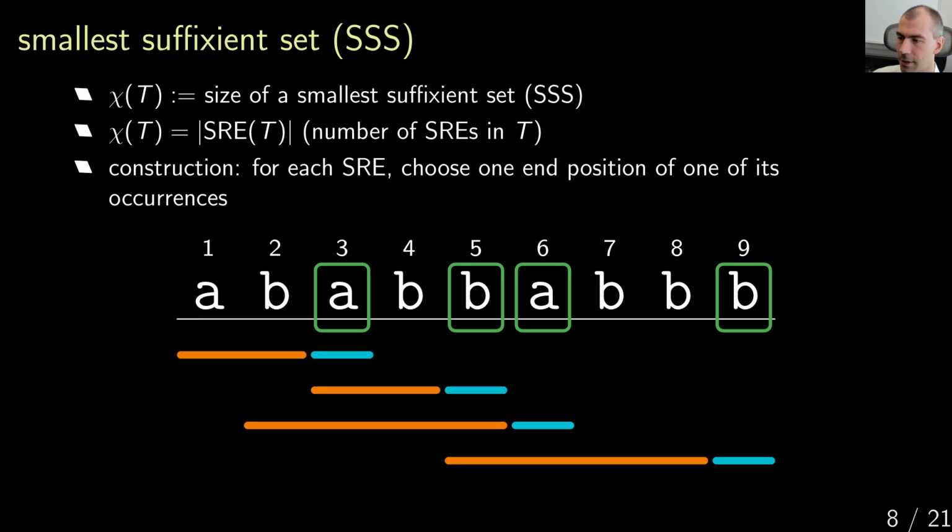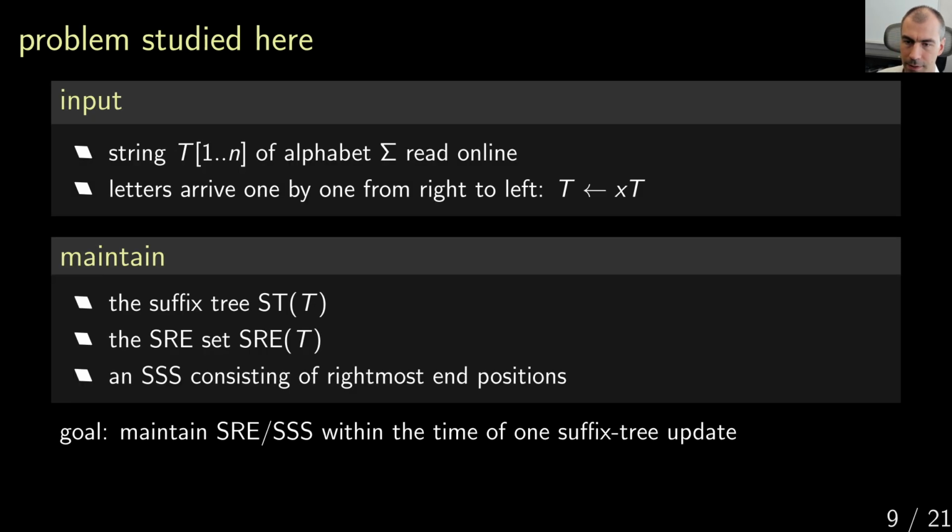And actually, what you can do is construct from the set of SREs one smallest sufficient set, one SSS, by just choosing for each SRE one occurrence, one ending position, and just marking this ending position. So these green marked ones constitute your smallest sufficient set, which we want to compute here online. Okay, this is the setting.